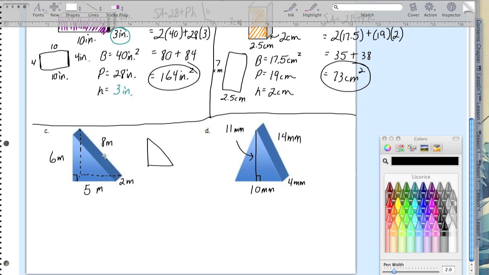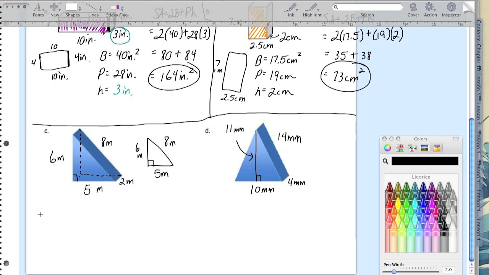I'm going to go ahead and label it now like we did above. This distance here is 6 meters. It is a right triangle. The distance across the bottom is 5 meters. And this long slanted side, known as the hypotenuse, we'll talk about that in chapter 9, is 8 meters. Okay, so we have all of our sides of just the base triangle labeled.